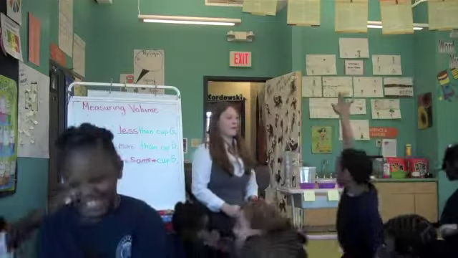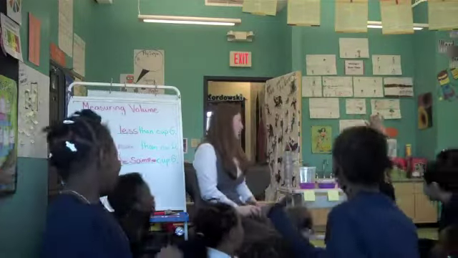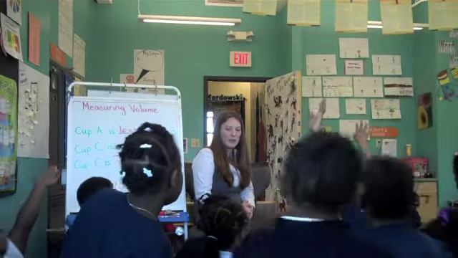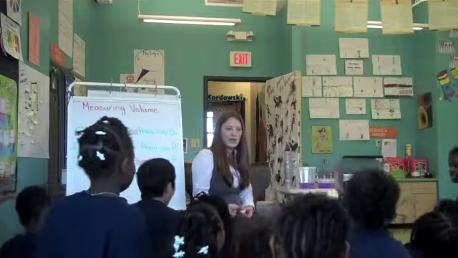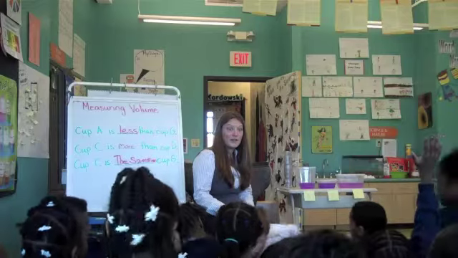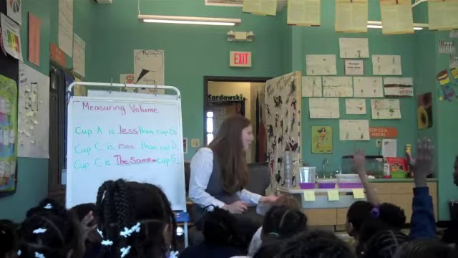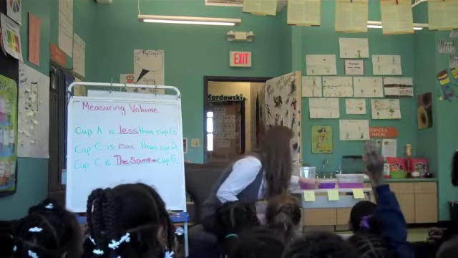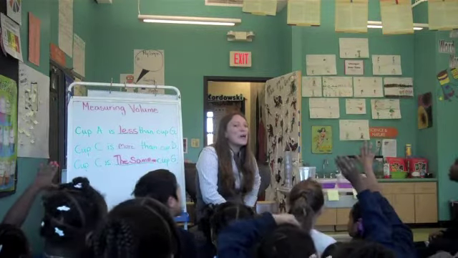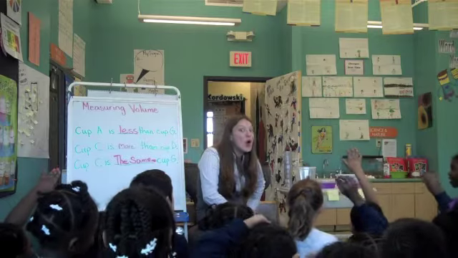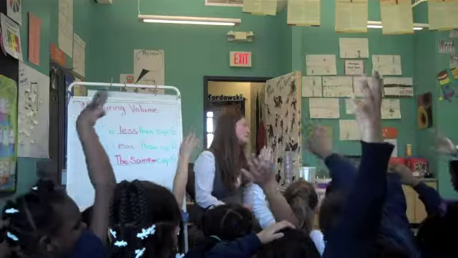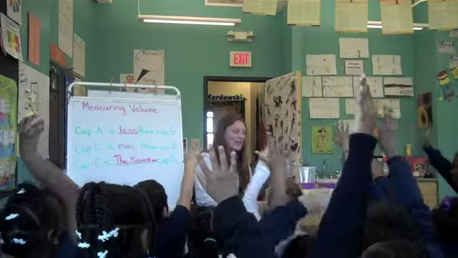And 5, 4, 3, 2, 1, 0. Show me second graders in 3, 2, 1. Now it looks like all 3 are up to the same line. But one container has the most amount of liquid. Which container has the most liquid in it?